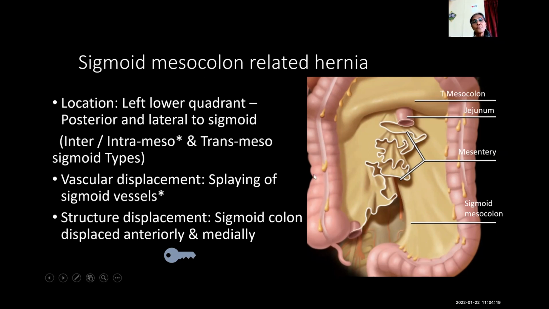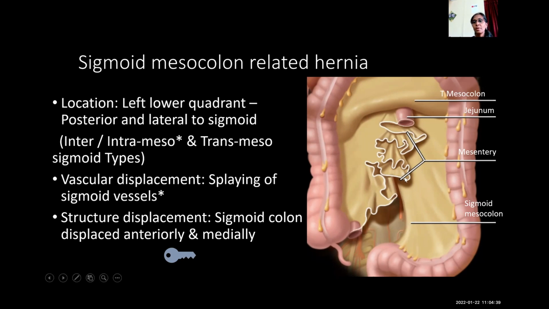But one thing to find out: if you have a cluster of loops in the left lower quadrant that lies posterior and lateral to the sigmoid, pushing the sigmoid anteriorly and splaying the sigmoid vessels over it, then we should consider a sigmoid mesocolon related hernia. So I think that sounds simple.